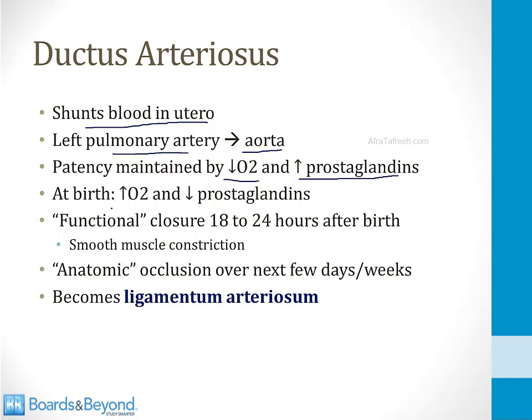At birth, the oxygen level in the ductus arteriosus rises and the prostaglandin level falls because the placenta is lost, and this leads to closure of the ductus arteriosus. Functional closure, meaning that the structure stops conducting blood, occurs in about 18 to 24 hours after birth. This is because smooth muscle constricts, and then anatomic closure occurs over the next few days or weeks. This is where the structure basically deteriorates and becomes a ligament, and then it is called the ligamentum arteriosum.